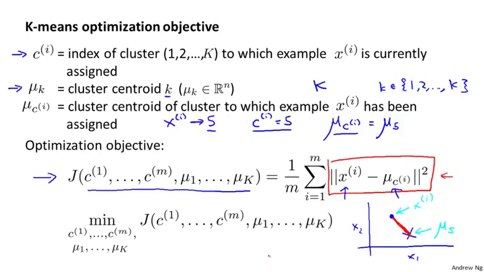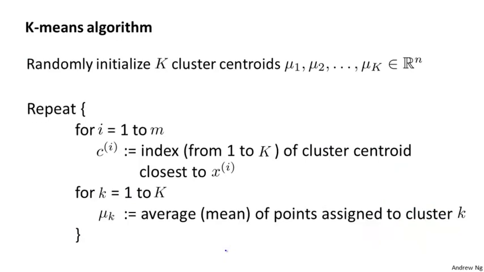And what k-means can be shown to be doing is trying to find parameters c and mu to minimize this cost function J. This cost function is sometimes also called the distortion cost function, or the distortion of the k-means algorithm. And just to provide a little bit more detail, here's the k-means algorithm, exactly as we have written it out on the earlier slide.